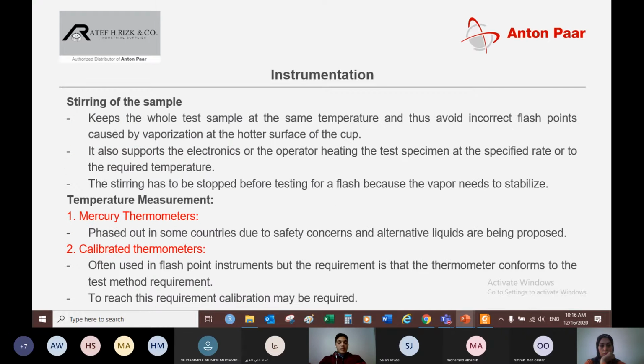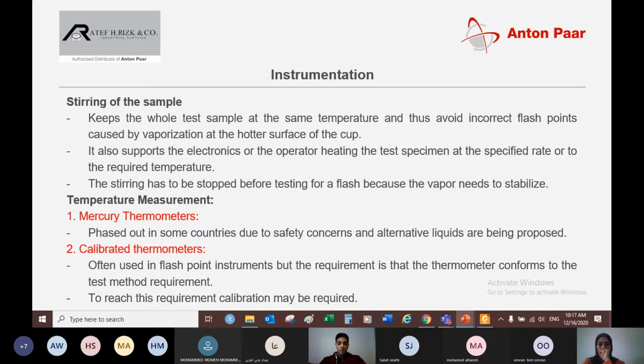The next one is to stir the sample. Sometimes we need a stirrer to keep the heating rate and to distribute the temperature all over the sample, and this increases the accuracy of the results, and we will find this stirrer option in the Abel method. However, before testing the flash point, we should stop stirring because the vapor needs to stabilize.